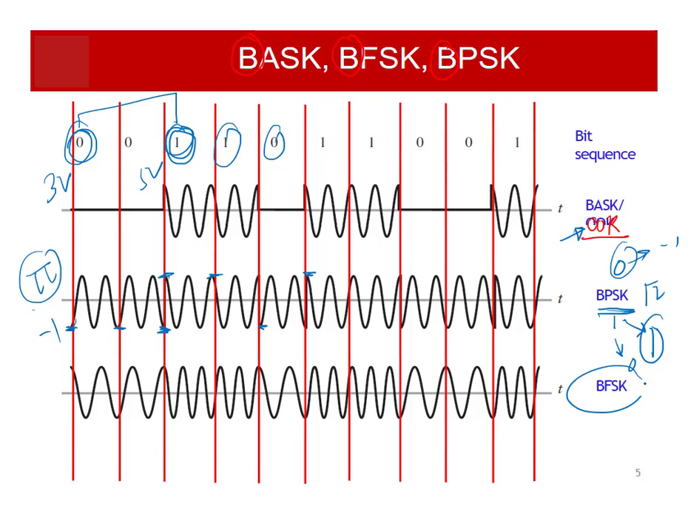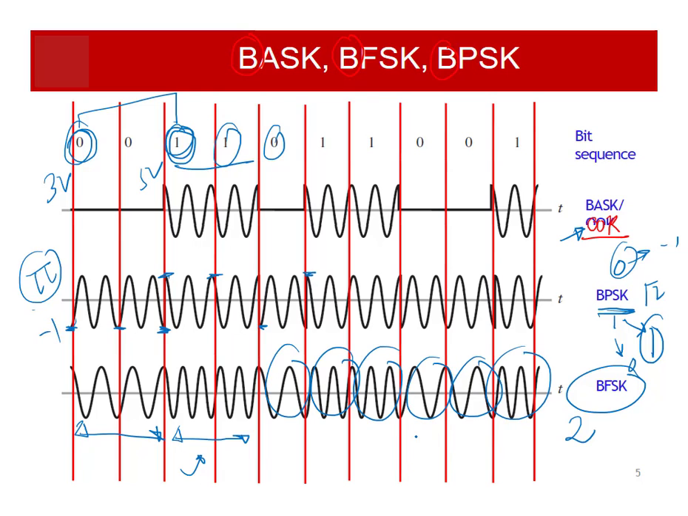BFSK is also straightforward. As usual, you have two different frequencies for 0 and 1. You can see for 0 you have a low frequency, but for 1 you have very high frequency. You can see the signal is very loose here because the frequency is less, but signal is very tight here because the frequency is higher in this region. So this is basically for 1, and this is for bit 0, this is for bit 1 again, bit 1, bit 0, bit 0, bit 1.